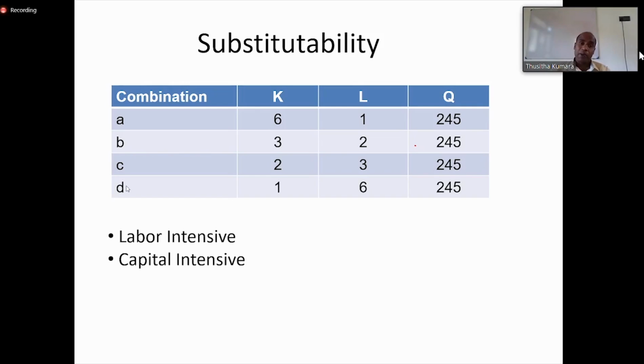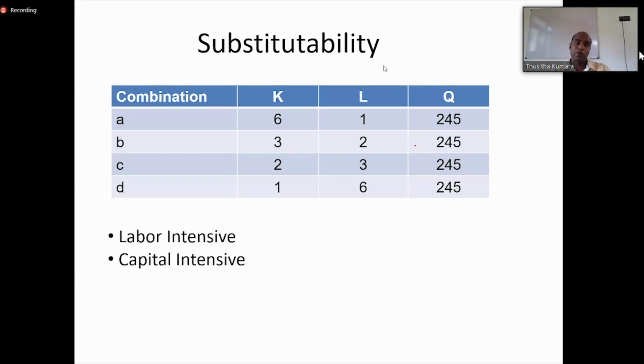And if you take a point like D, combination D, then 1 capital and 6 labor. We are using more labor. Then we say we are labor intensive. We are getting the same output level, but using more labor. If we are using more capital, we say capital intensive. If we are using more labor, then we say labor intensive, which is given in this graph.